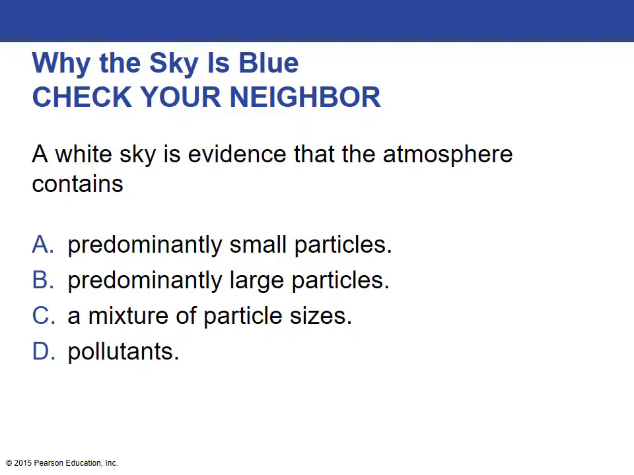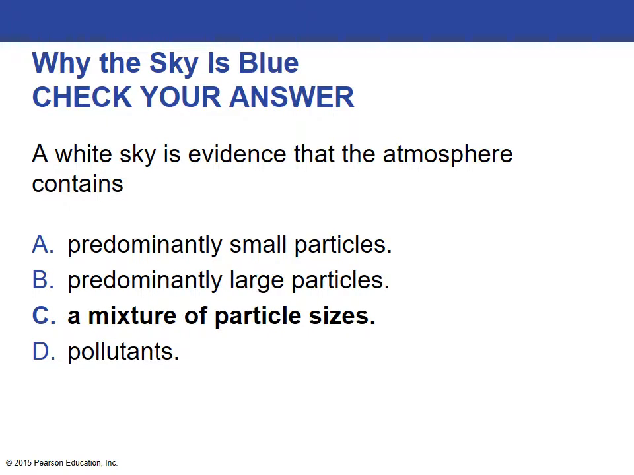A white sky is evidence that the atmosphere contains mostly small particles, mostly large particles, a mixture of particle sizes, or pollutants. The answer is a mixture of particle sizes. So you're seeing lots of different colors of light being reflected, and when you add all those different colors of light together, you get white light.